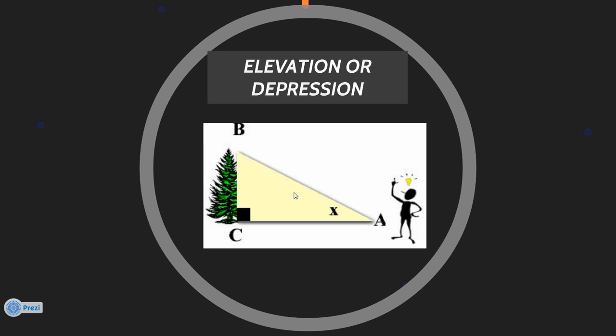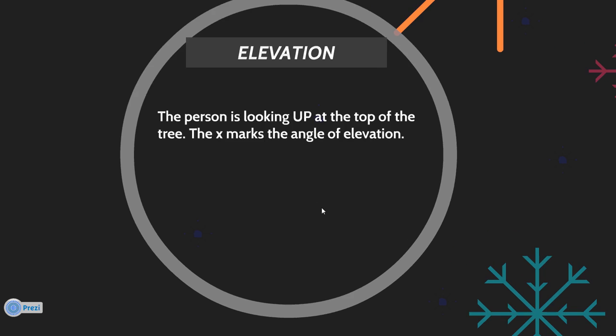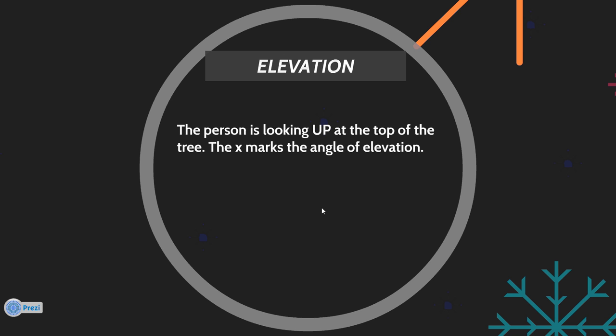Let's look at this example. We have a gentleman down here at point A, and even though his eyeballs are up here, this right here is his original line of sight from A to C. And he is looking up to the top of that tree. Well, since this is his normal line of sight, and he's looking up to the top of the tree, there's an angle that's created right here marked by X. And that angle is an angle of elevation. The person is looking up at the top of the tree. The X marks the angle of elevation.